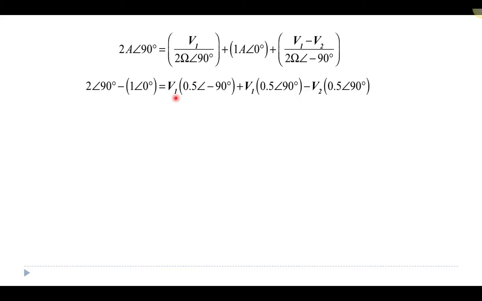So now I'm going to collect like terms, and I'm going to try to add terms together. So I want to combine the two terms on the left, and then I want to combine the voltages as I can.